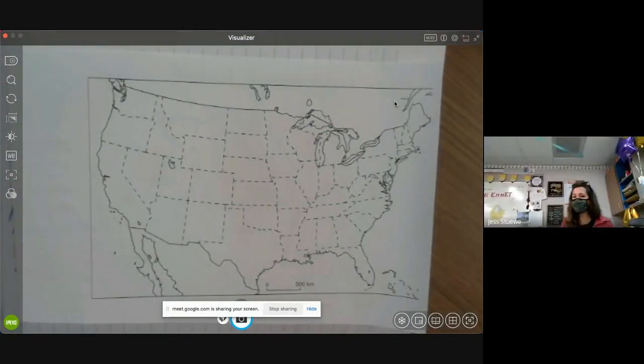Good morning. Tay is at the board right now. And Tay is cool. And he is pointing to this map. And I asked him to point to where the Atlantic Ocean is. Atlantic Ocean. So Tay, where is the Atlantic Ocean? And he's pointing to right here. And he's right. Very good.